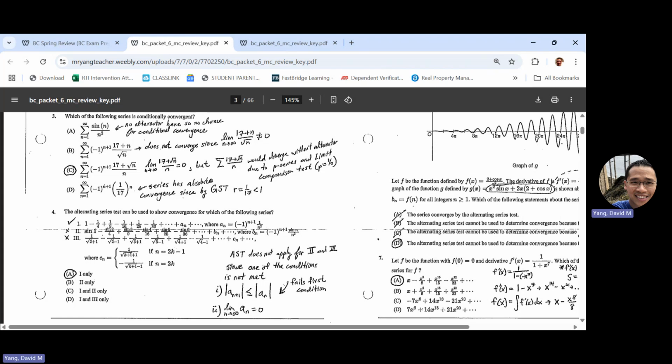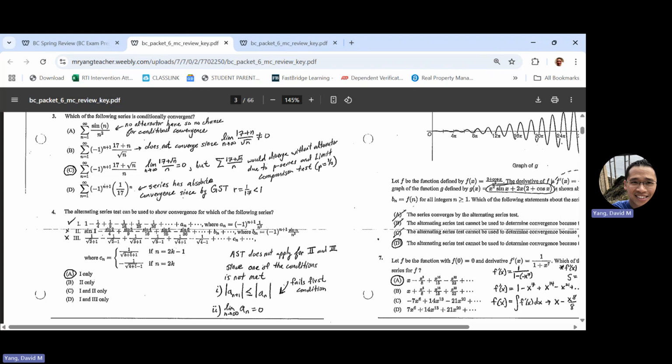Number 4, the alternating series test can be used to show convergence for which of the following. So remember, even though for our application purposes, most of our problems have been just testing to see if the limit of the absolute value of a sub n goes to 0. If it does, then we know it passed that AST.